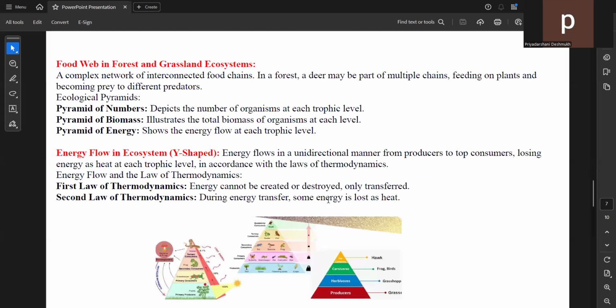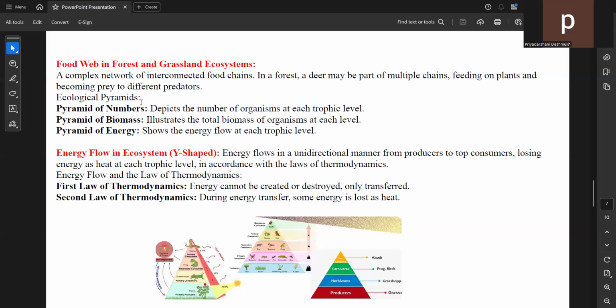Now, the next that we are going to study is the food web in the forest and the grassland ecosystem. Food web in the forest and the grassland ecosystem: a complex network of interconnected food chains in a forest. A deer may be a part of multiple chains, feeding on plants and becoming a prey of different predators.